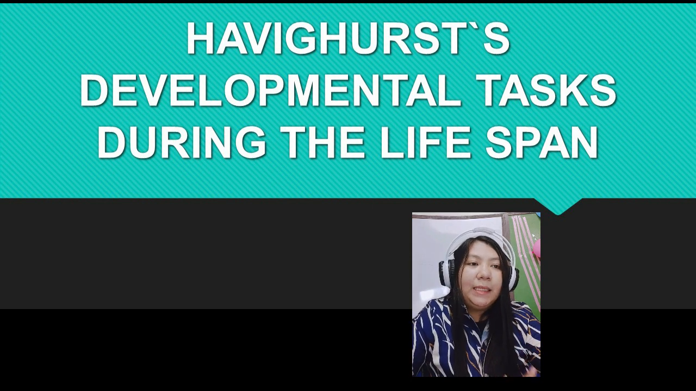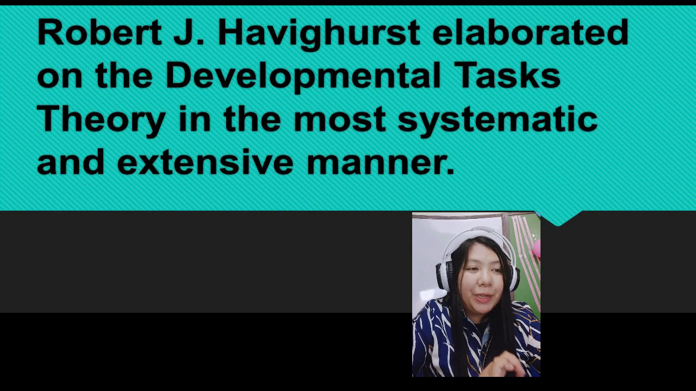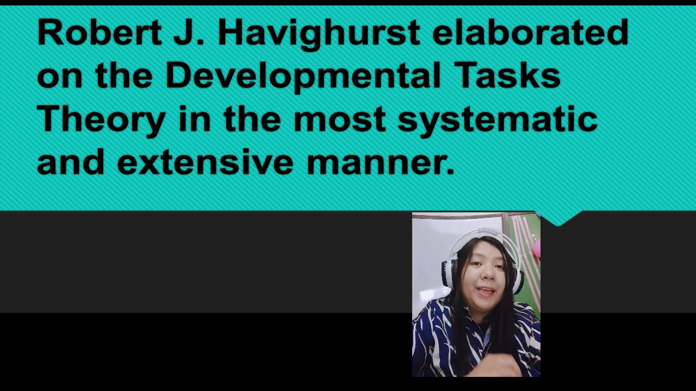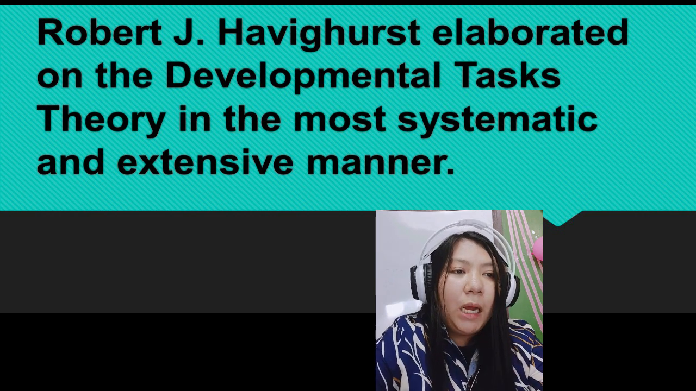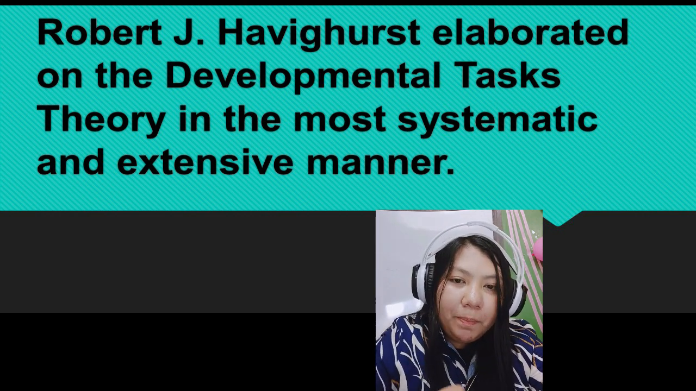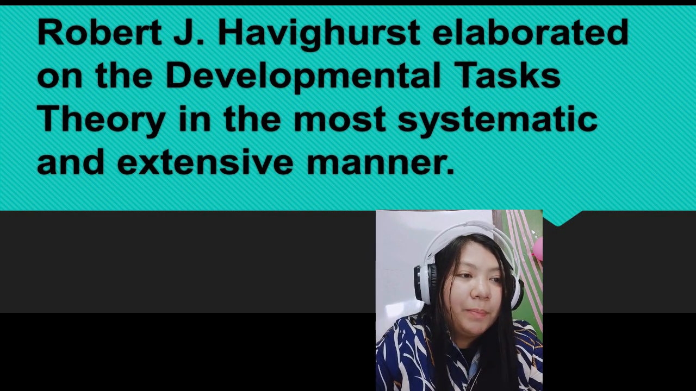So aside from that developmental stage, Robert J. Havighurst elaborated on the developmental task theory in the most systematic and extensive manner. So in here, his main assertion is that development is continuous throughout the entire lifespan, occurring in stages where the individual moves from one stage to the next by means of successful resolution of problems or performance of developmental tasks. So for him, these tasks are those that are typically encountered by most people in the culture where the individual belongs. So dito naman, Havighurst believed that our developmental changes are being affected by our culture or the people that surround us, by the society we belong to.